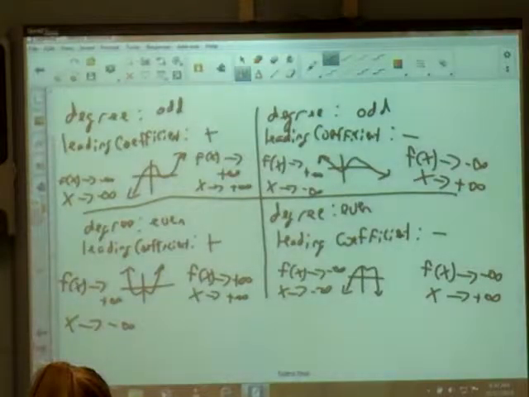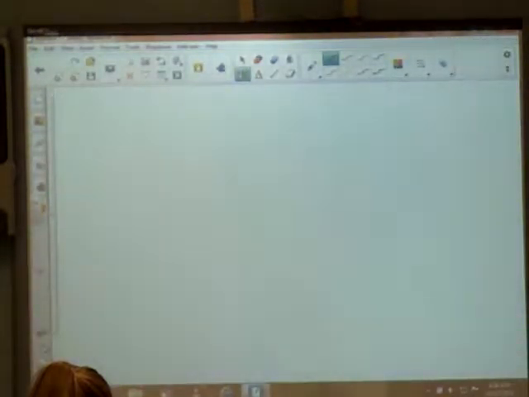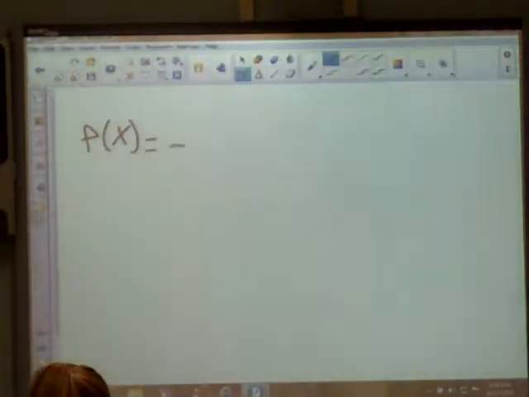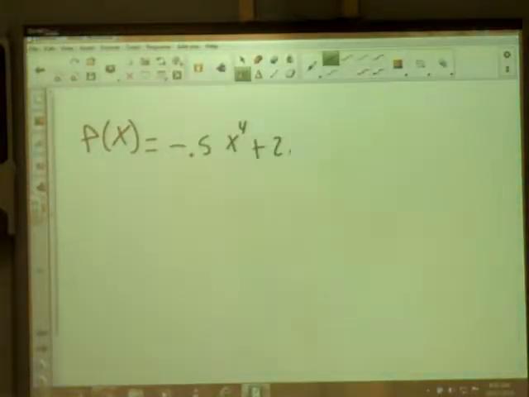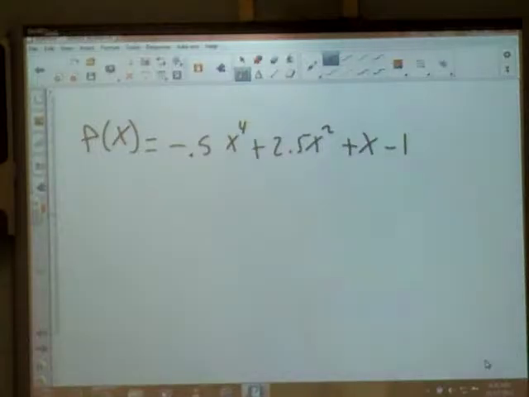Alright, let's say I gave you f of x equals negative 0.5x to the fourth plus 2.5x squared plus x minus 1. The directions say describe the end behavior of the graph. So first off, you got to know what square you're looking in before you can describe the end behavior. So is my degree odd or even? It's even. I got a 4 as my highest power, so it's even.